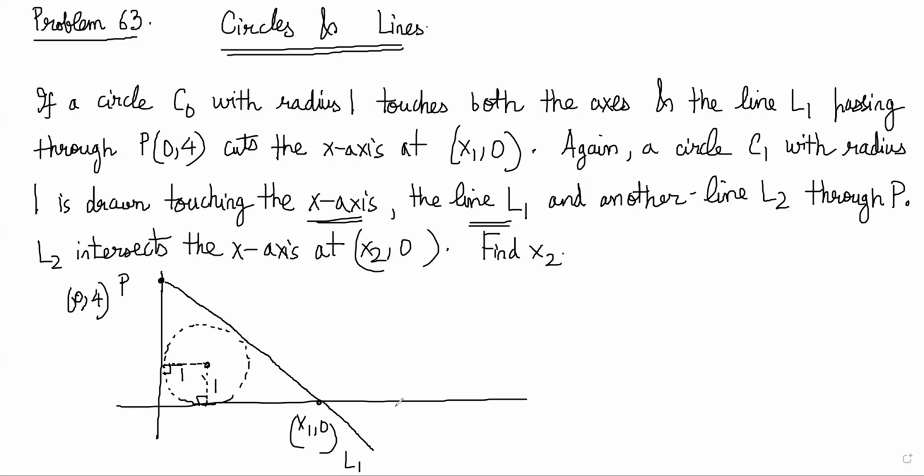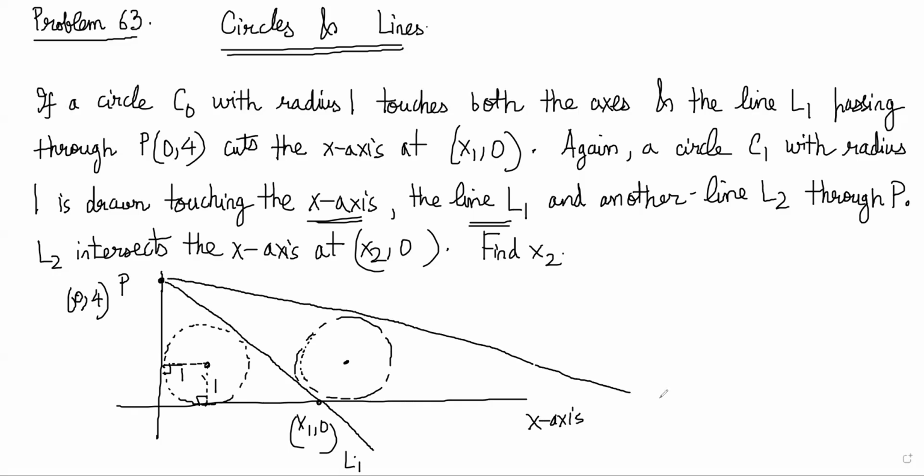Now we have to draw another circle which touches the x-axis and touches the line L1 also, right? So these two are tangents to the circle. So something like this. We have another circle. This is my circle C2. It touches L1 and it touches the x-axis as well. And there is another line from P which also touches this circle, right? This is also line L2 which touches the second circle. So basically there are three tangents to the second circle: L1, L2 and the x-axis. And this is the point x2, 0, which we have to find, right? So that is the problem.